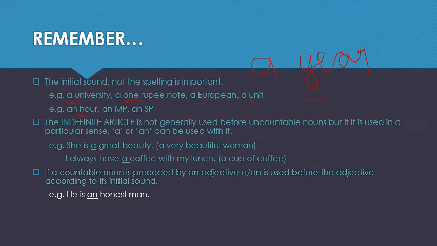If a countable noun is preceded by an adjective, a or an is used before the adjective according to its initial sound. Now, as I've told you earlier, if there is an adjective describing the noun, in that case we are going to refer to the sound of the adjective for the use of a or an. Like, he's an honest man, and he is a clever man.